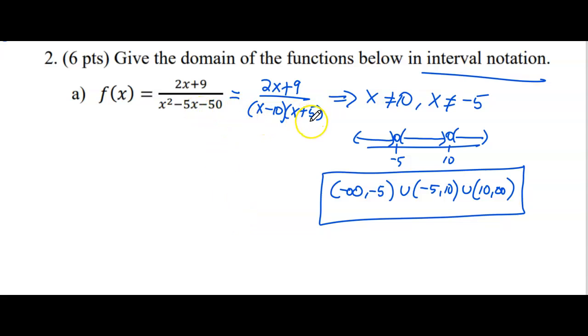Don't divide by 0. Notice the numerator has nothing to do with the domain of a rational function. Just the denominator needs to be analyzed. The other option would be set notation, not requested, but it would be the set of all x's such that x is not equal to negative 5 or 10. It's a little bit more convenient notation, but that was not requested.